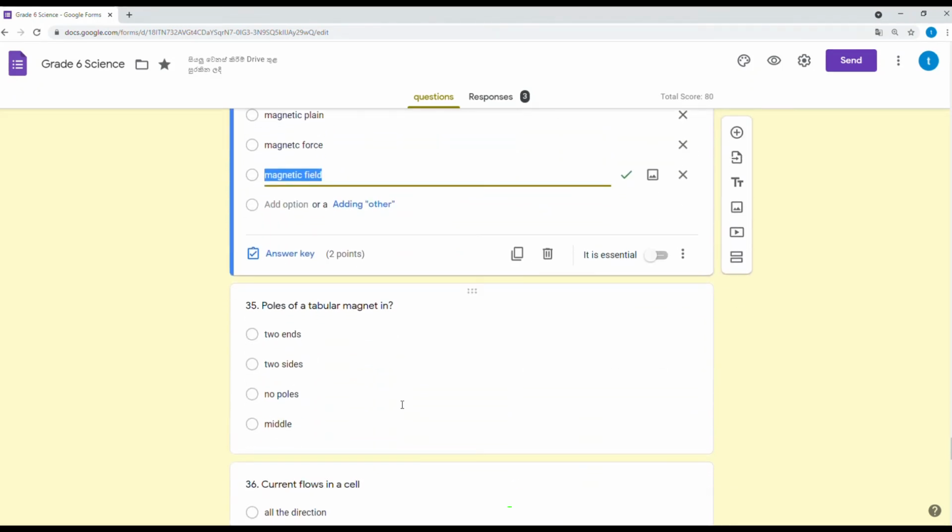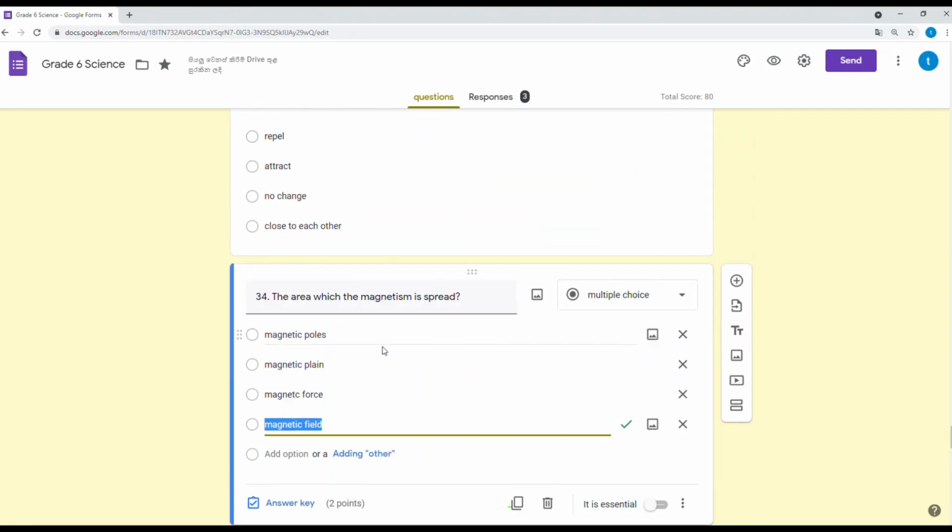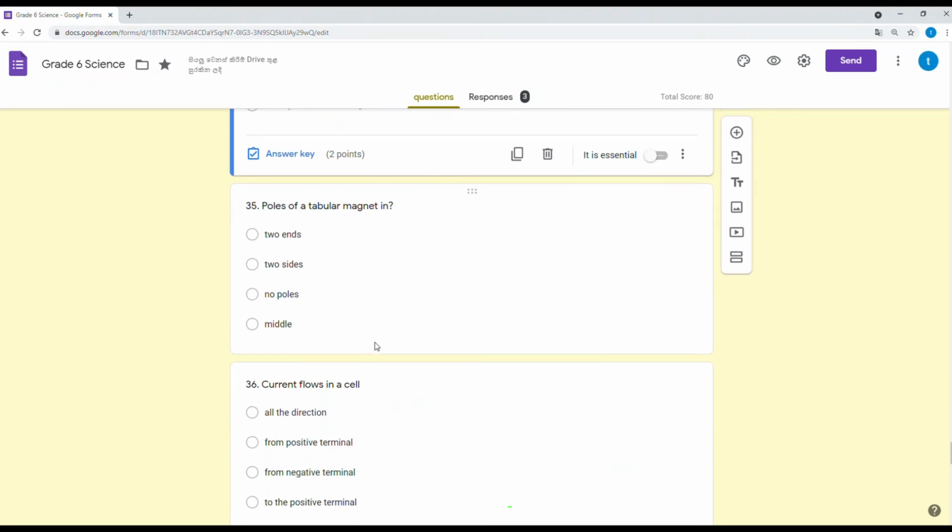Now you get into number 35. Force of a tabular magnet. Here tabular magnet is completely different from the bar magnet and other magnets. Normally in the bar magnet, you can see in two ends we can see the poles, north and south. But in the tabular magnets, you can see the poles in two sides. So answer is second.